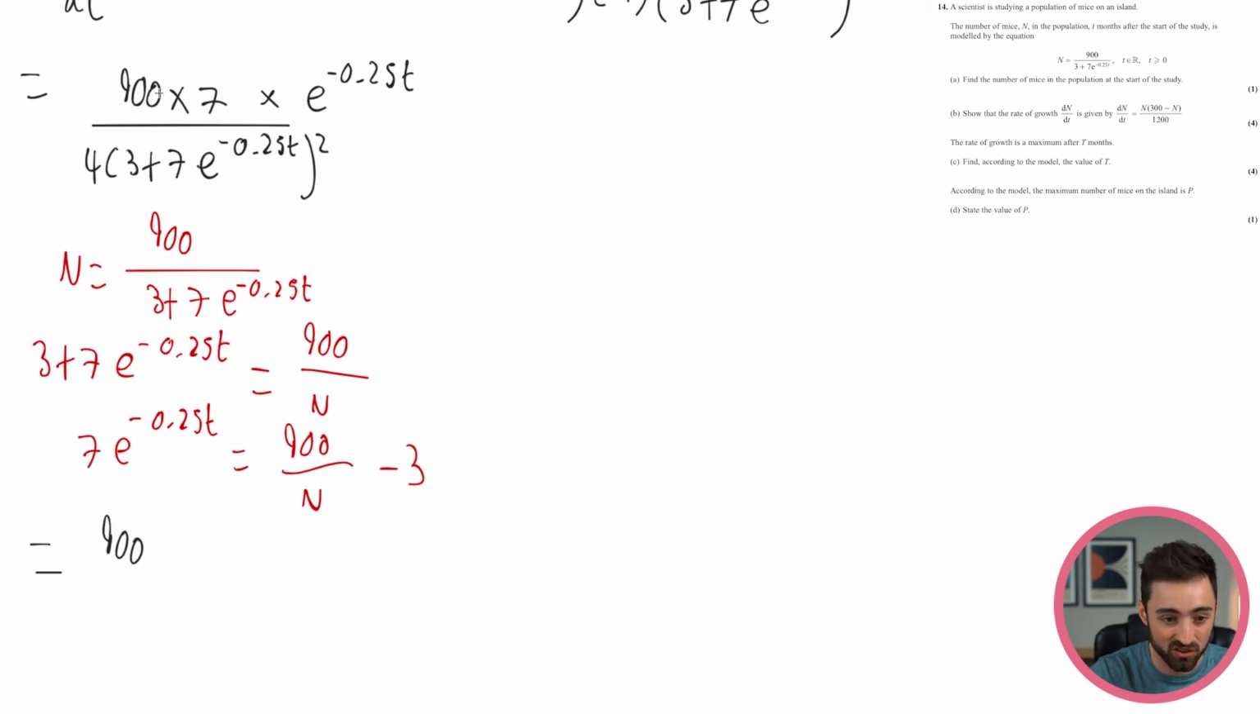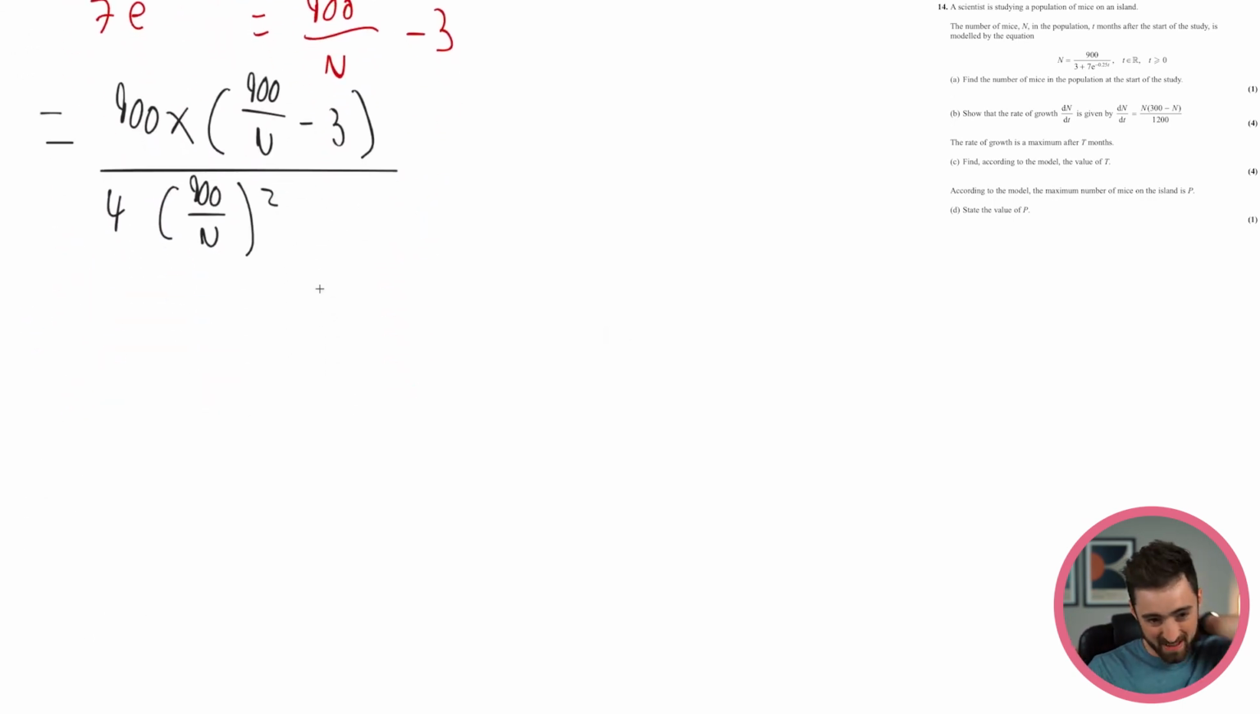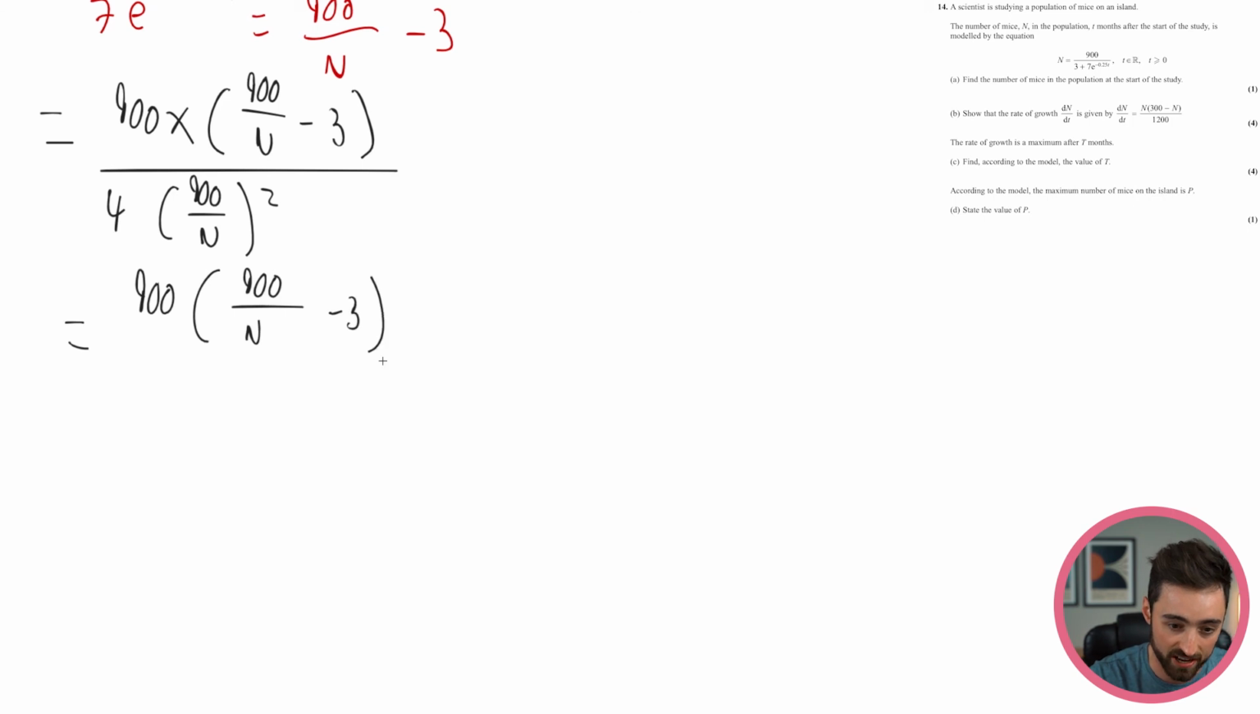So I've got 900 times by 7e to the minus 0.25t, which is this. So this is 900 over n minus 3. I hope I do the right thing here. And then divided by 4 times by 3 plus 7e to the minus 0.25t, which is this. So 900 over n, and then all of that is squared. Okay, so maybe we're going to see this thing turning out nice here. Let's square this thing out. So I'm going to get 900 times 900 over n minus 3 over 4 times 900 squared over n squared.